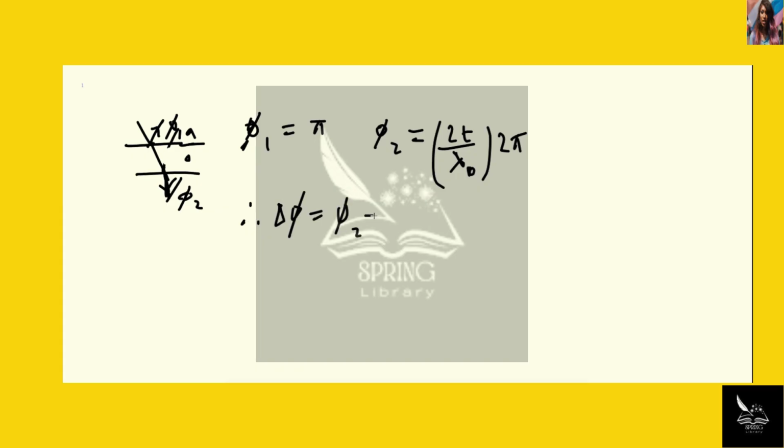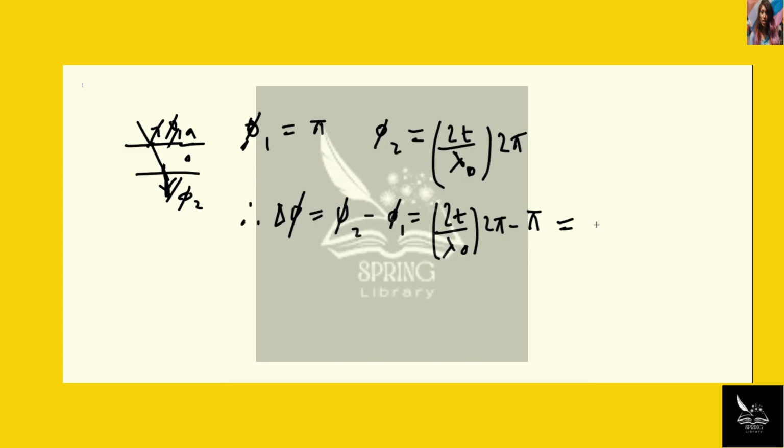At the oil, there's no phase change due to reflection, but there is refraction at the oil-water interface, and so that is given by phi 2, and the additional path length is given by 2t, t being the thickness, over wavelength in oil lambda O times 2 pi. Right, so therefore the net phase change, delta phi, is just the difference between these two, and this is 2t over lambda O times 2 pi minus pi.